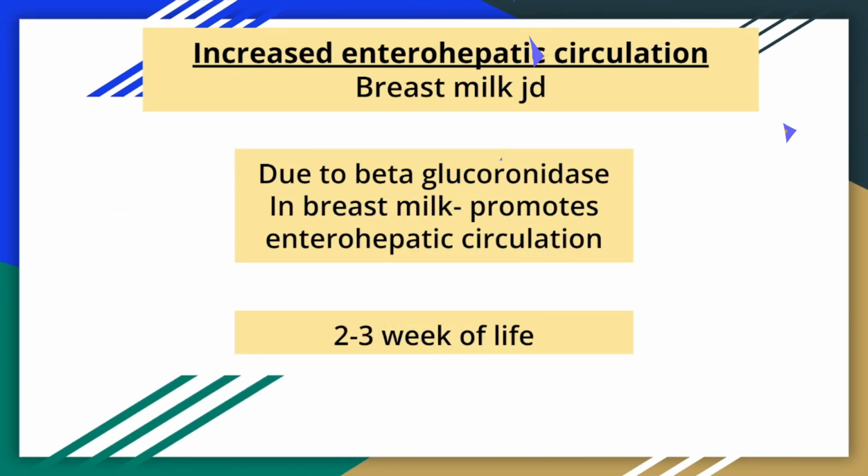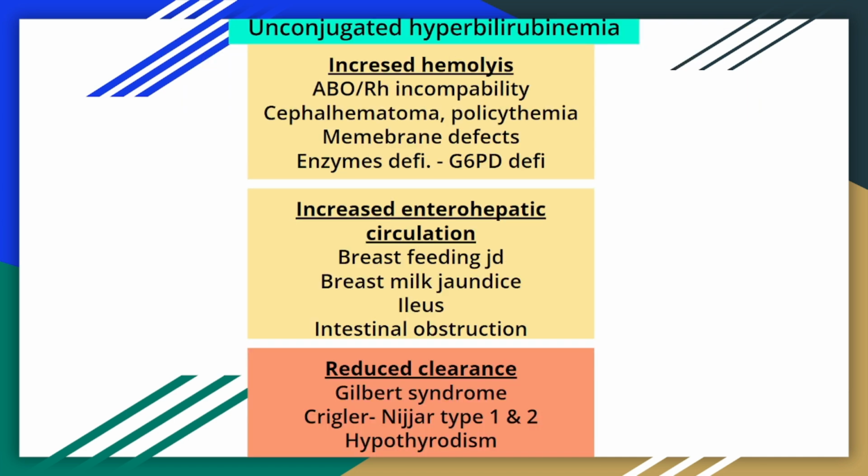On the other hand, breast milk jaundice occurs later than breastfeeding jaundice, often at 2 to 4 weeks, and is thought to be due to an enzyme in the breast milk itself, beta glucuronidase, that promotes enterohepatic circulation. It is important to know that there are other etiologies which can lead to unconjugated jaundice associated with reduced clearance.